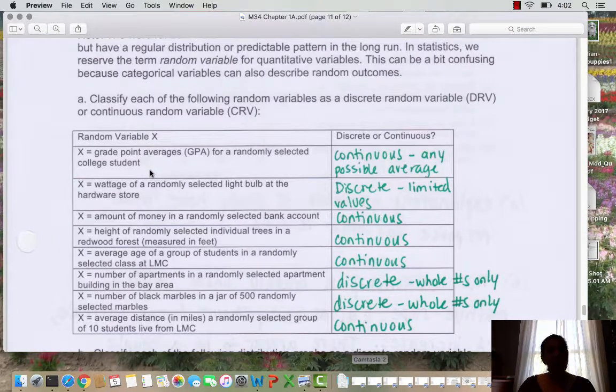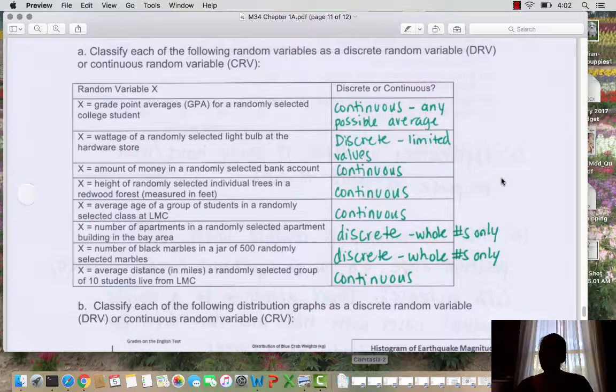Our first example, X is the grade point average for a randomly selected college student. This is continuous because within that interval of 0 to 4.0, you could have any possible average depending on the combination of courses the student had taken. You're not limited. X equals wattage of a randomly selected light bulb at the hardware store. This is discrete because I can't get a light bulb with wattage 92.7 watts. We're limited to just the whole number values that light bulbs are manufactured in. Since there are limited values, that's a discrete random variable.